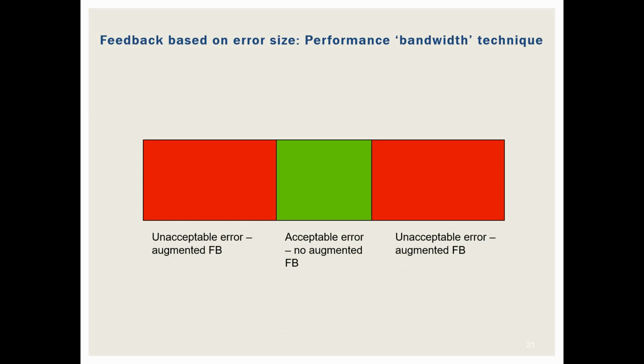We can also give feedback based on error size, and that's what's called the performance bandwidth method. The performance bandwidth technique basically tells us that if someone makes an unacceptable error that falls outside of the bandwidth of acceptability that we're willing to accept, as a coach or an instructor, then we provide feedback. But if the error is acceptable or it's relatively small, then we provide no augmented feedback.